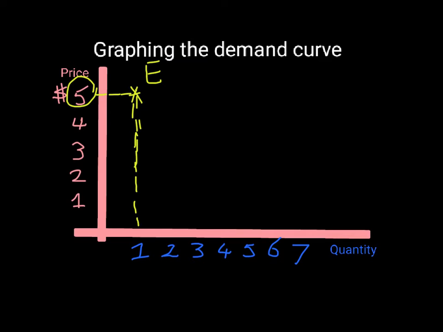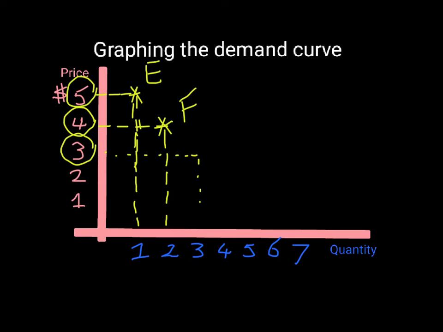Now let's say that during another week or another month, the blueberries have gotten cheaper, and they're only costing $4. Now how many pints do we buy? Well, $4 is not as expensive as $5, so we can afford to buy more blueberries. And let's say that at $4 we want to buy 2 pints of blueberries. So now we have, at this point here, let's call it point F, another point on our demand curve for blueberries.